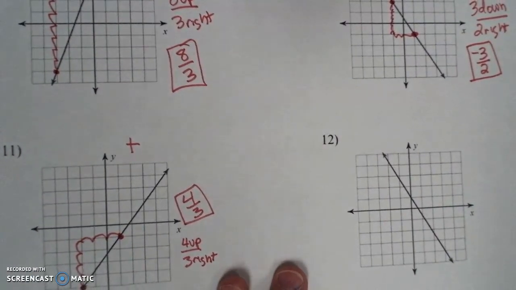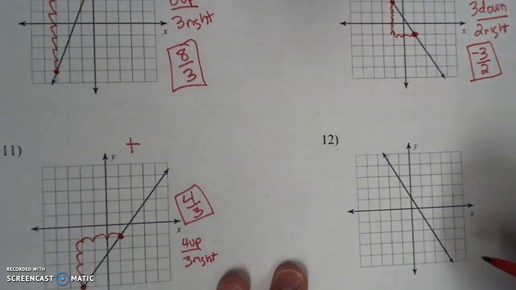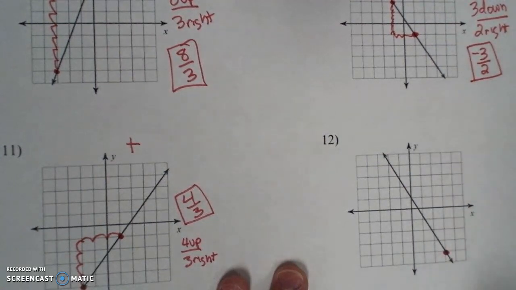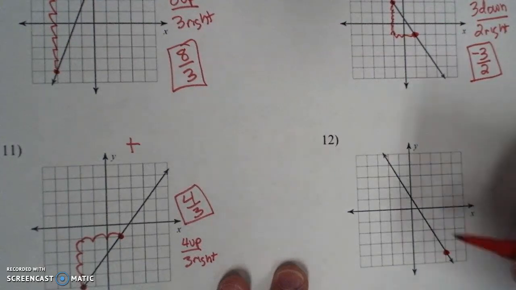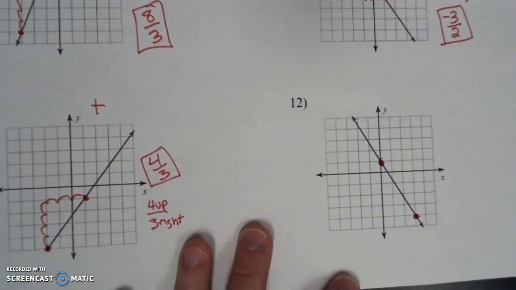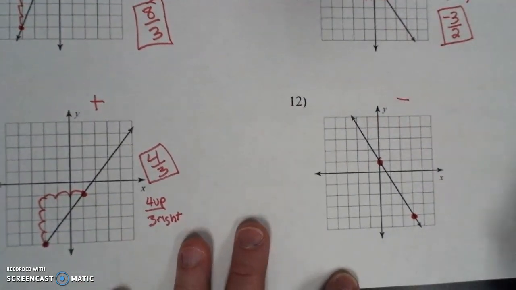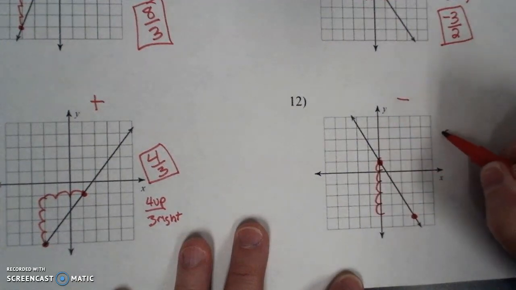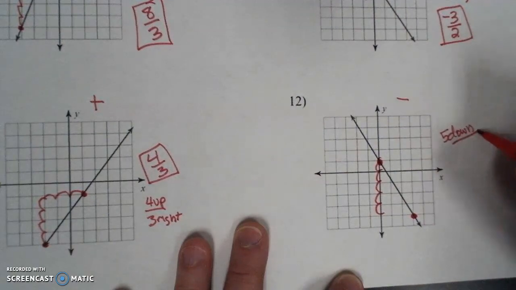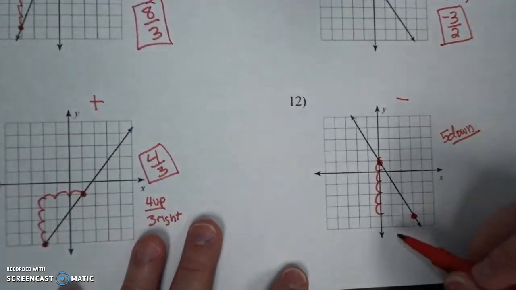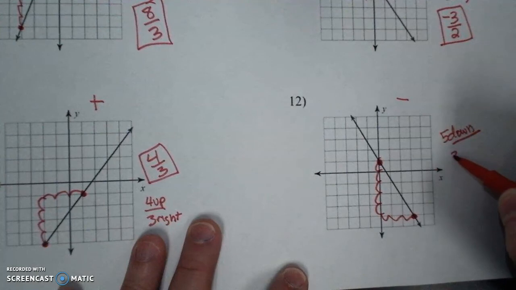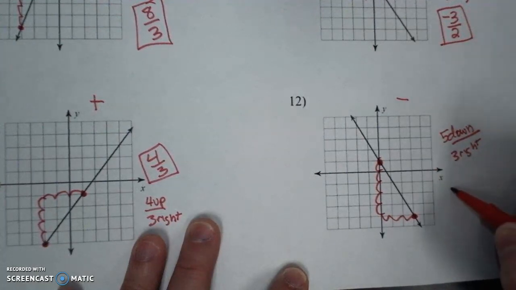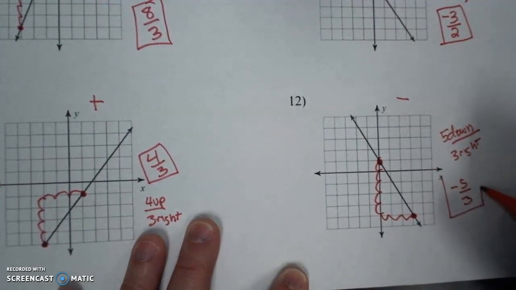On the next one, here's a crosshair. It's a negative slope, which means I'm going to go down first. 1, 2, 3, 4, 5 down. 1, 2, 3, 3 right. Down is negative. And that is my answer.